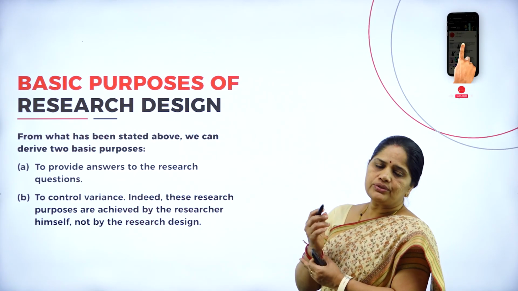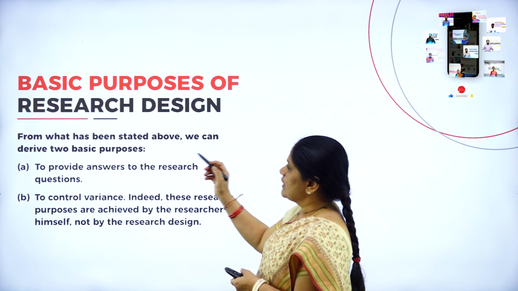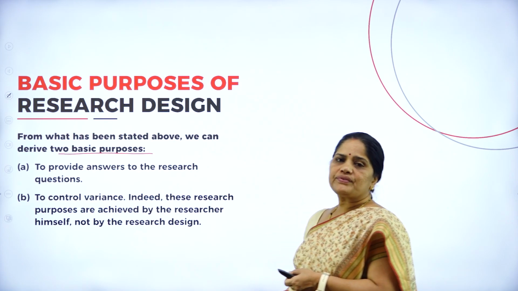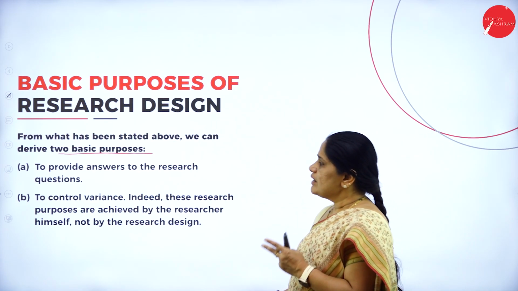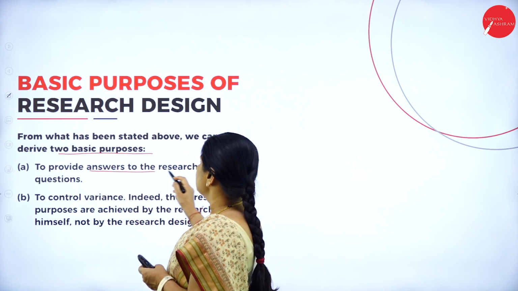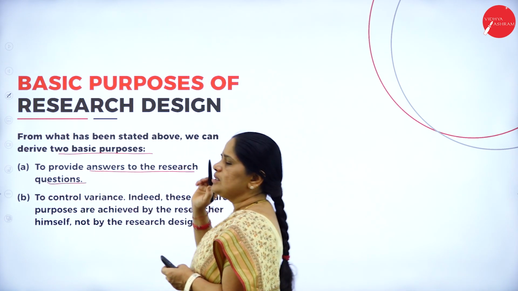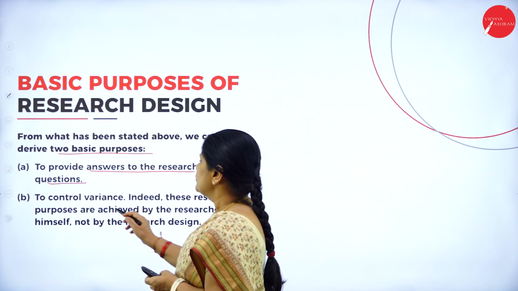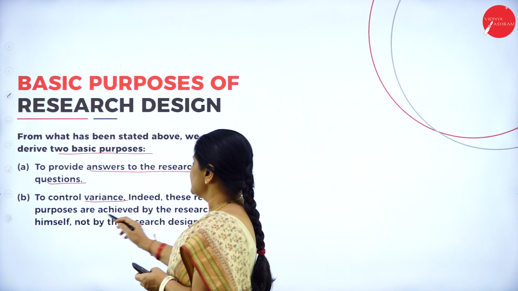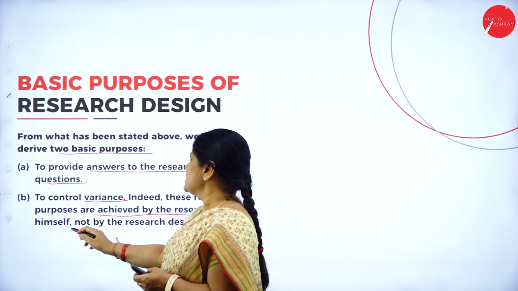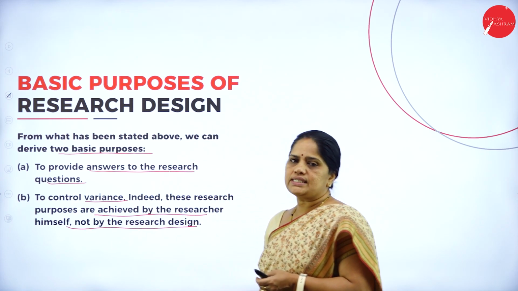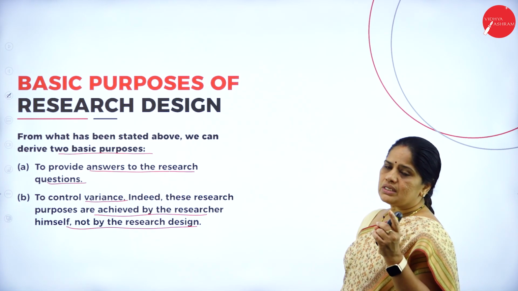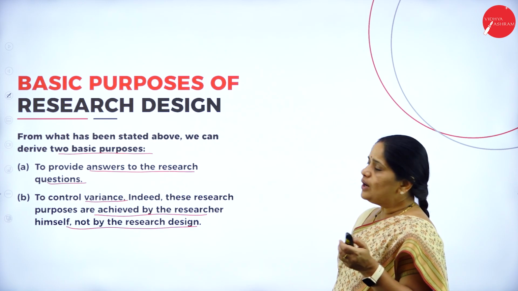Now, let us look into the basic purpose of research design. From what has been stated above, we derive two basic purposes. Now, what is the purpose of the research design? We have two basic purposes. First one is to provide answers to the research questions. So, what are the answers you have to give for the research questions? Second one is to control the variance. So, these research purposes are achieved by the researcher himself and not by the research design. So, the basic purposes of research design are, first, to provide answers to the research problem, and second, to control the variance.